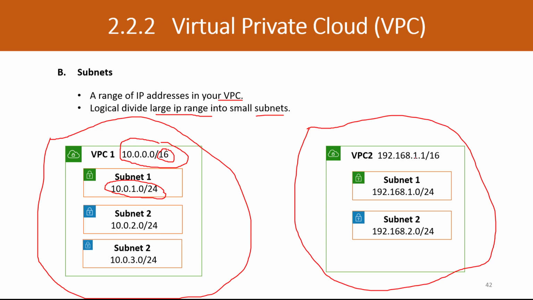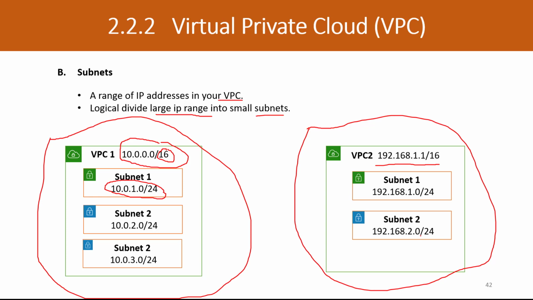Same like in VPC2, this is the IP range 192.168.1.1/16. We divided it into two subnets, 192.168.1.0/24, and another one is this one. Public and private subnets are defined by the routing table, what route you assign, what route you define there. So this is how you can divide your VPC into as many subnets as you want.